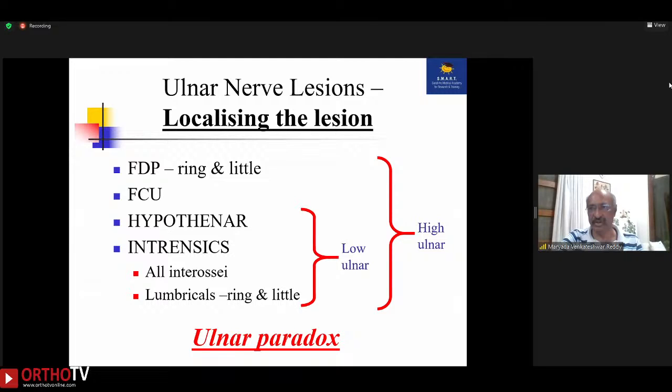In ulnar nerve, it is the opposite. The lesion is higher, the deformity is less. The lesion is lower, the deformity is more. So it is the opposite of normal. That's why it is called an ulnar paradox.